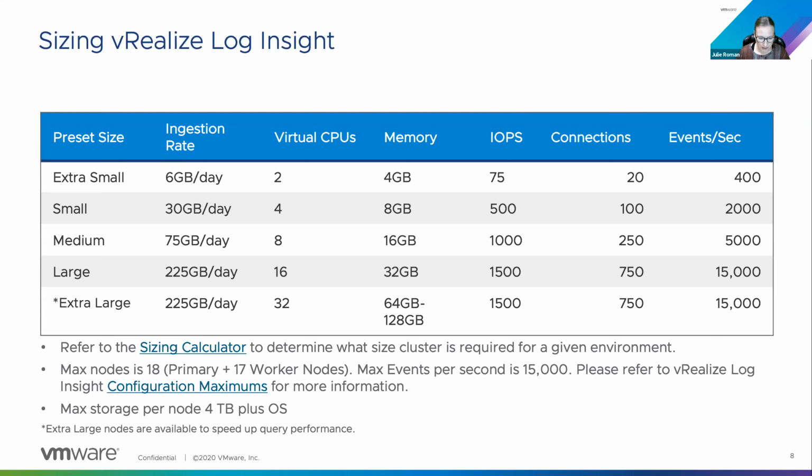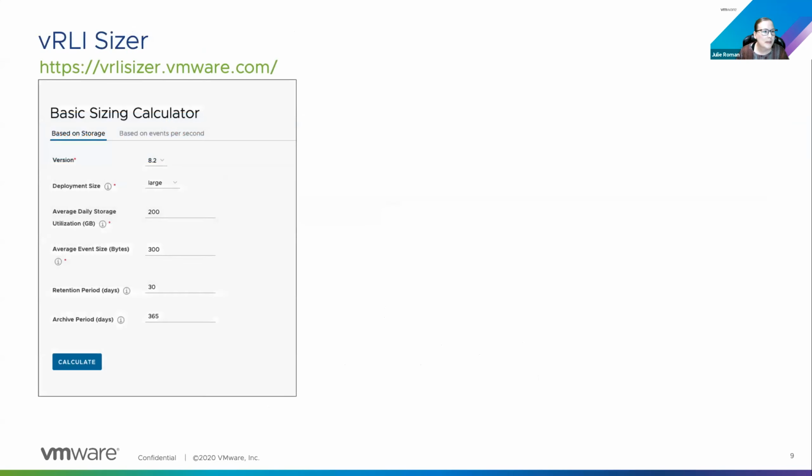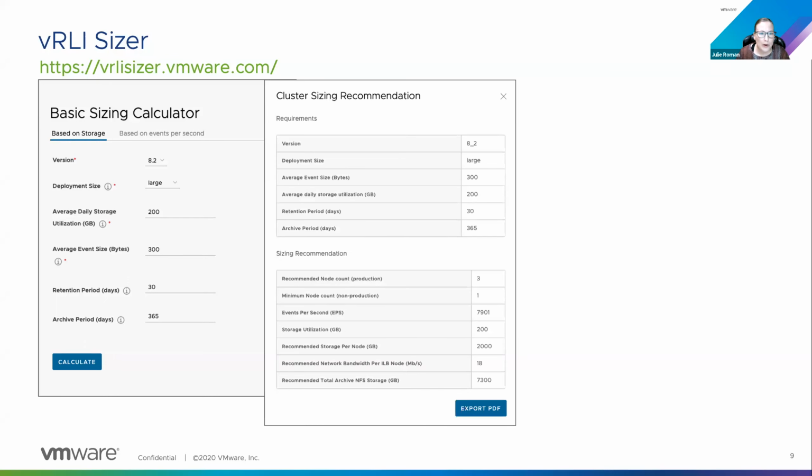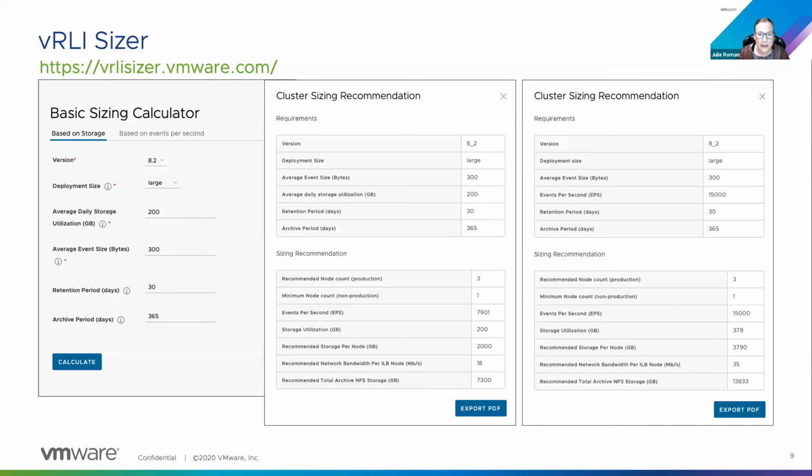Let's see. And I know the worker node placement recommendations, let me see, I'm going to get to that in 1 second. The vRealize sizer is new. We have a basic sizing calculator for the first release, so you can calculate based on the amount of storage that you require to retain your logs for a given period of time. And then it'll have the output for your storage space. But if you want to do events per second, you can also do that based on your EPS, and it will provide that information that way as well.